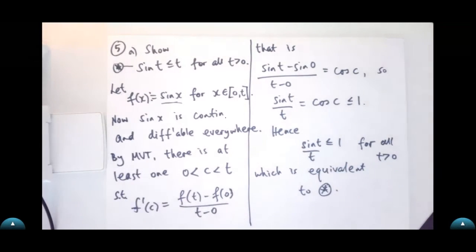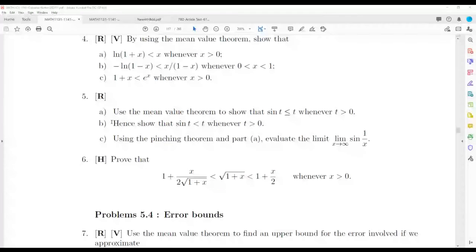Okay, let's do one more question. Part B. Okay, this is a bit more subtle. So let me go back to my PDF. In part B, they want you to show that sine of t is not just less than or equal to t for t positive. They want sine t to be strictly less than t.